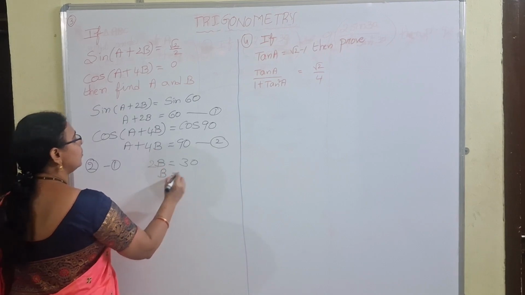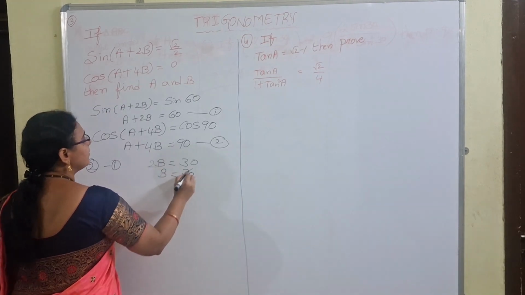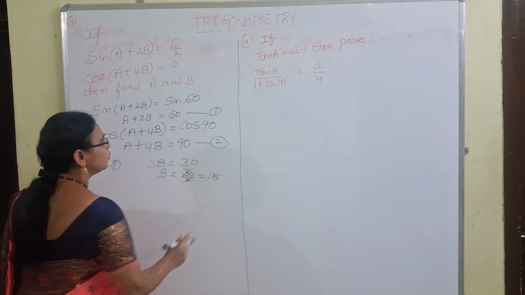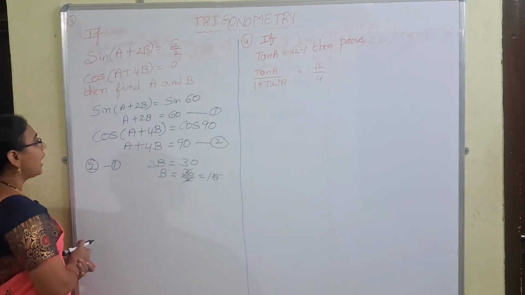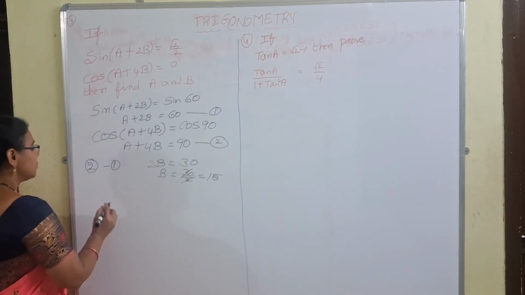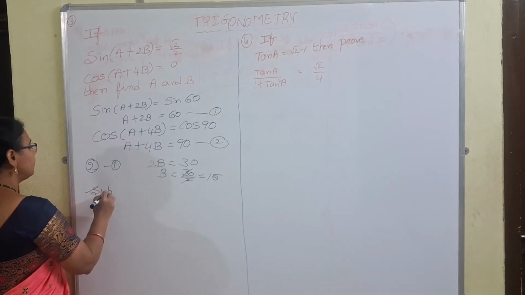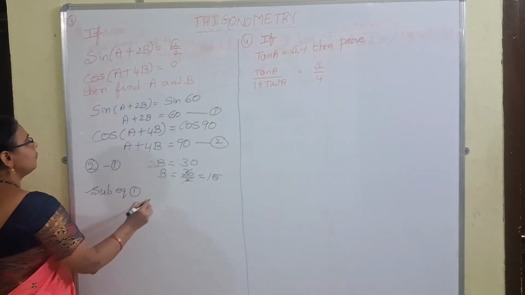So transpose to the opposite side, it becomes division. B is equal to 15. We got the value of B. How much is it? 15. I want the value of A, so substitute the B value in equation 1.